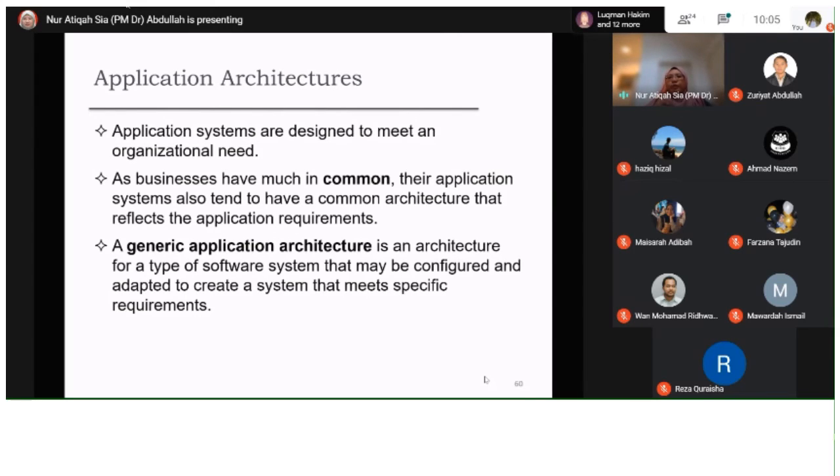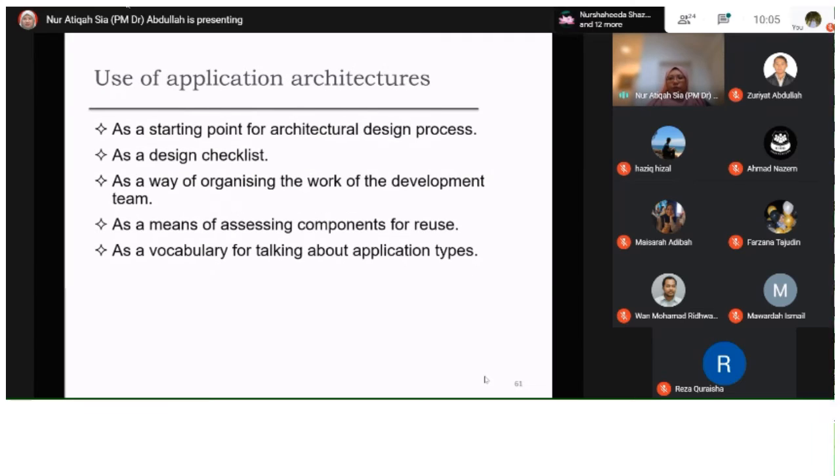What is the generic application architecture? It is the things that we can directly reuse for application architecture to meet certain requirements of the client. So the use of the application architecture can be a starting point. That means if you don't have any idea, you can Google about it, and we have application architecture and you can modify on it. Itu yang nama dia generic application architecture.